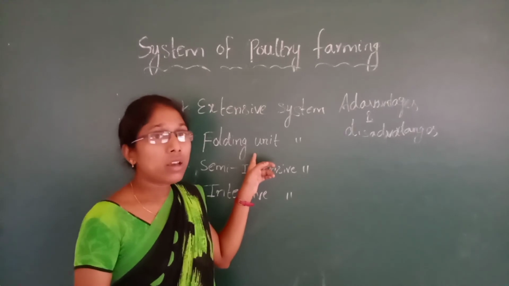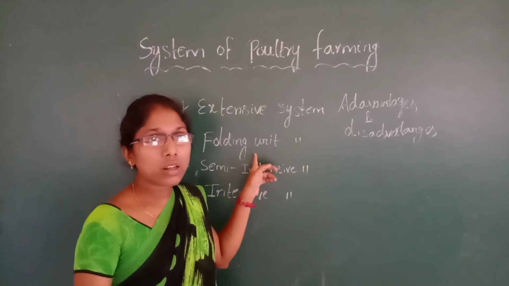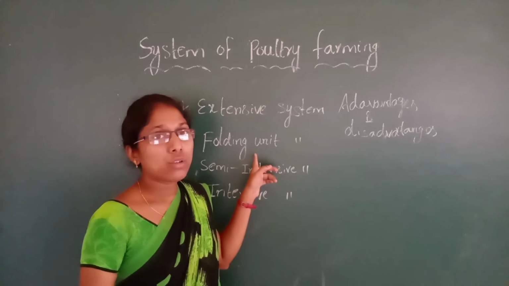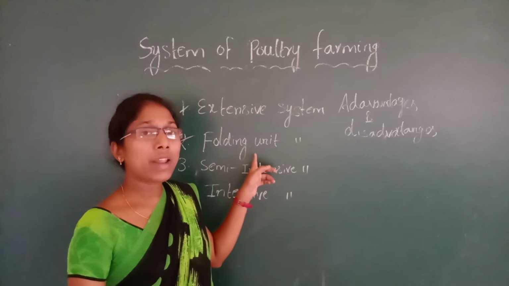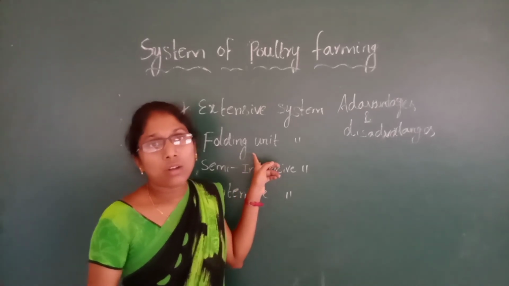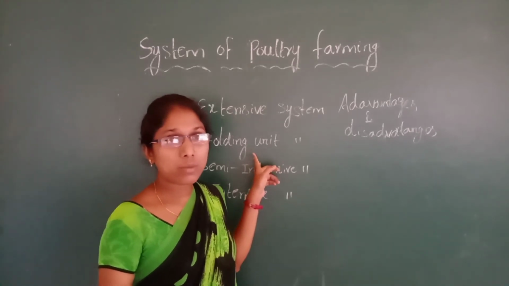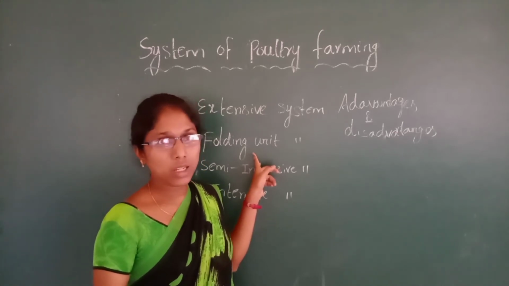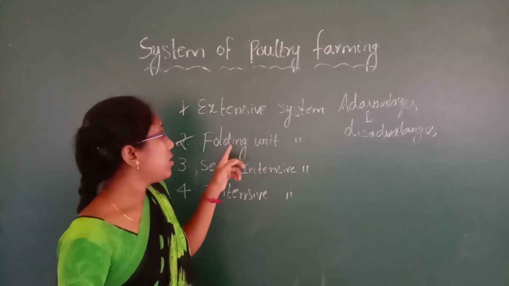The next one is that it needs labor work, even though there is a low count of hens. Although the count is small, it still needs some labor work, and the keeper has to invest some amount, which is somewhat of a burden to the keeper. That is one of the disadvantages. So this is the folding unit system.